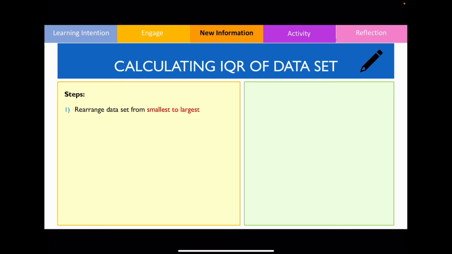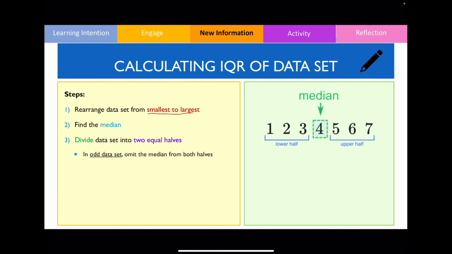So the first thing we do is sort the numbers from smallest to largest, and then we can find the median. After we have done this, we need to divide the dataset into 2 equal halves, but I want to comment that when you've got an odd number dataset, we exclude the median from both halves, and you can see that clearly in this example on the right hand side. Notice that the median in this case is not included in any of the halves at all.